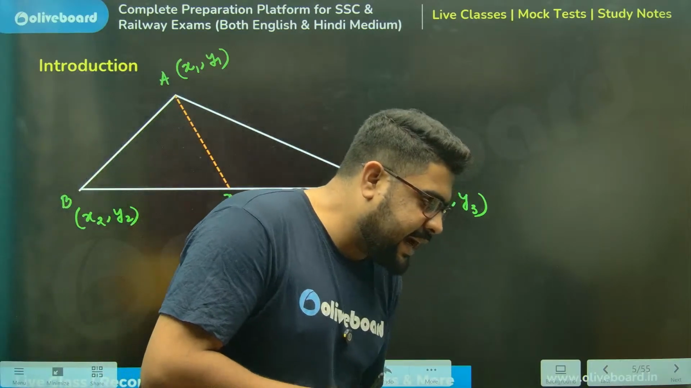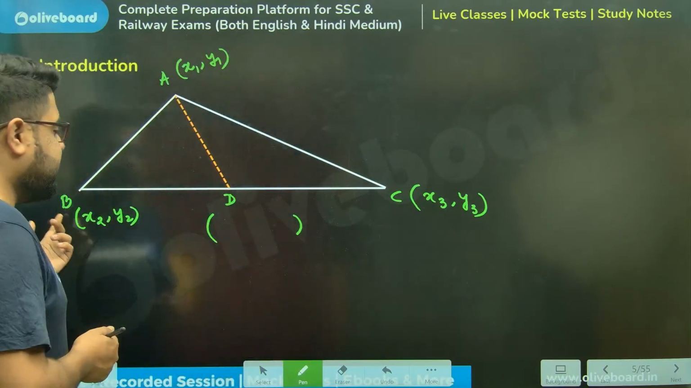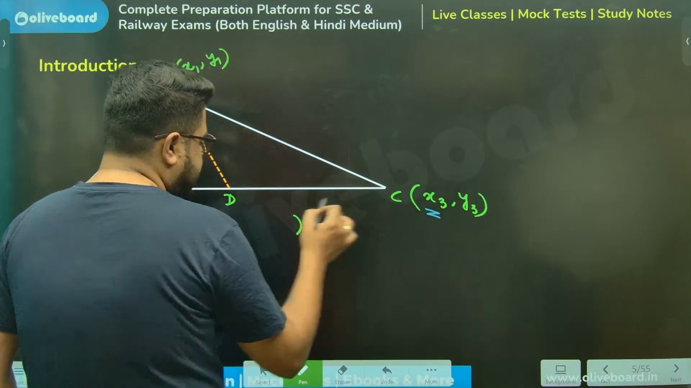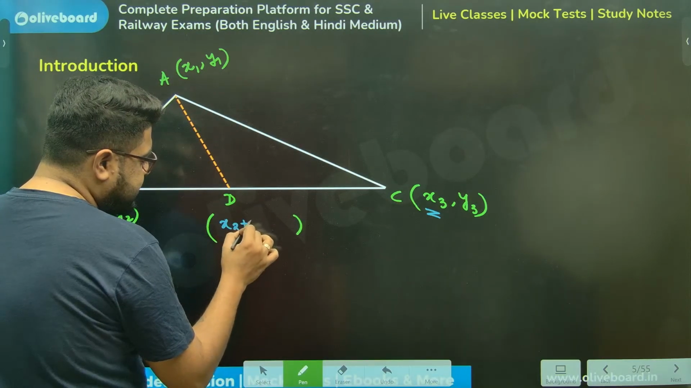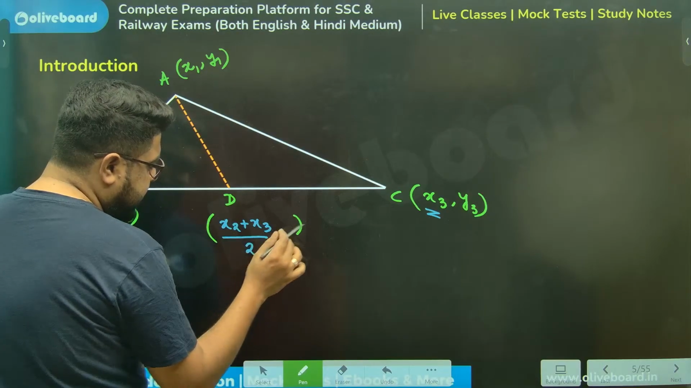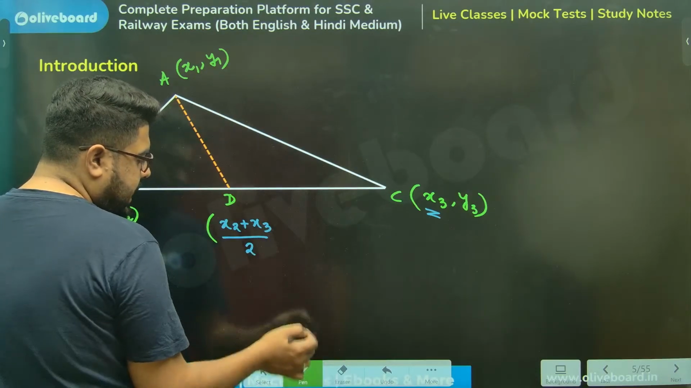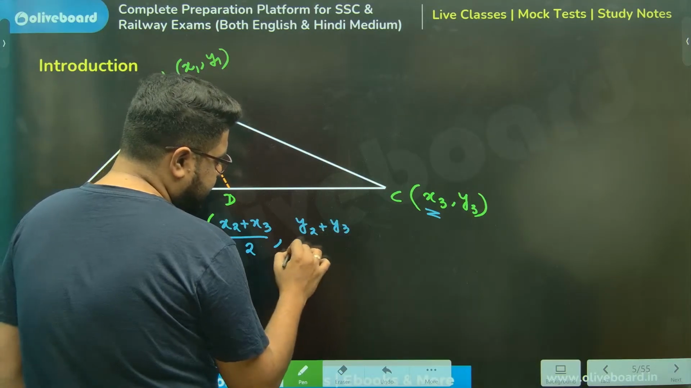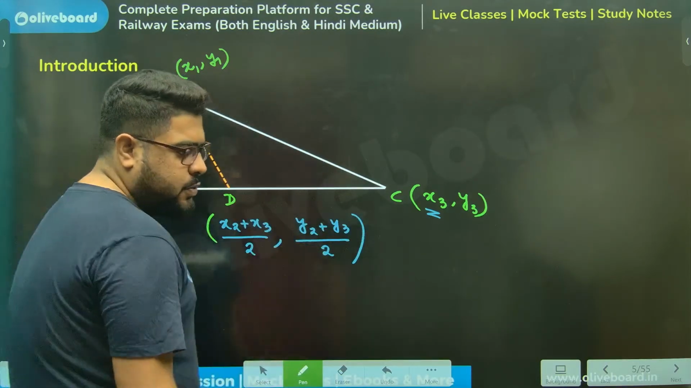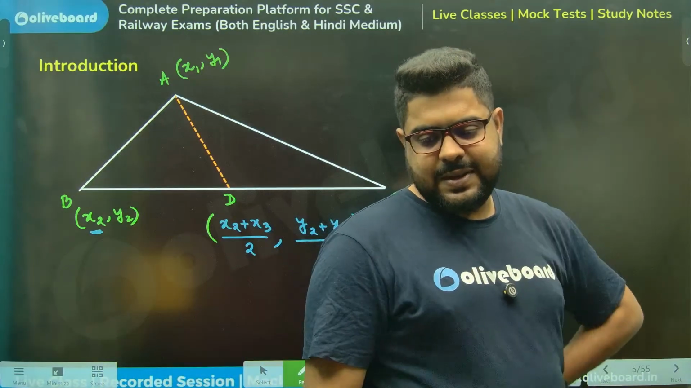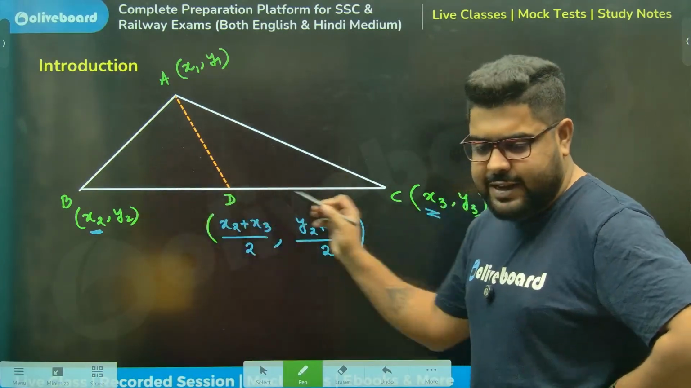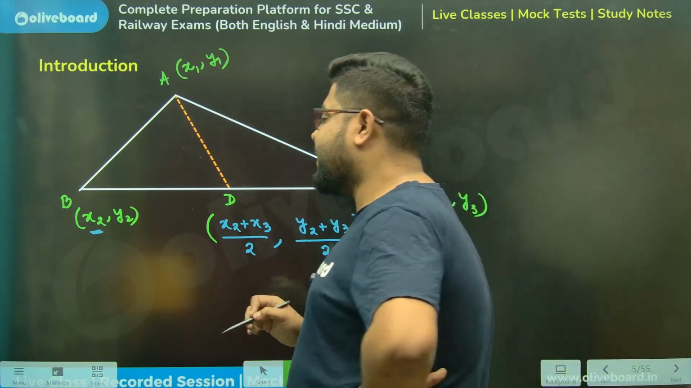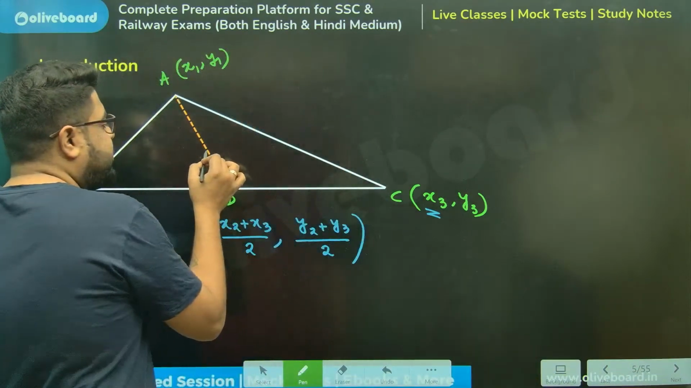Mean of C and B. Absolutely, meaning the midpoint of x2 and x3: x2 plus x3 divided by 2, and comma, y2 plus y3 divided by 2. Can I say this, everyone? Because this is the midpoint of B and C. Everyone agrees with me?